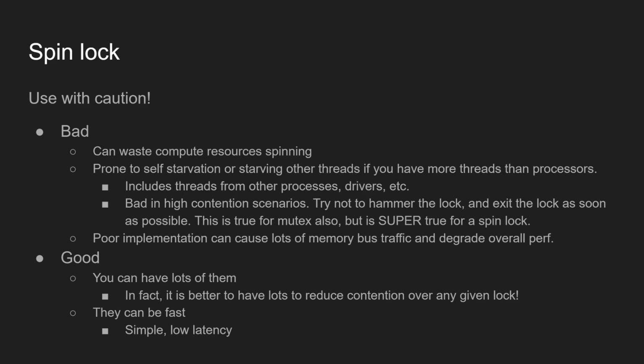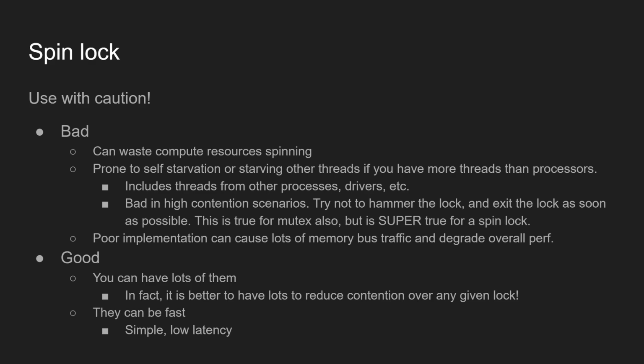Particularly problematic if you increase the priority of your threads, you're potentially starving drivers and important system functions from being able to run. Spin locks are generally bad in high contention scenarios. So ideally, you only use them if you are expecting that you are not going to have to wait for the lock, and you should do as little work inside of the lock as you can to exit it as quickly as possible. This is also true for mutexes, but it's more important for a spin lock.